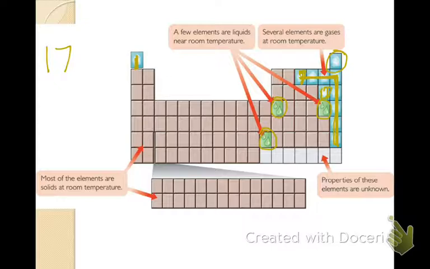Everything else that's not a gas or a liquid will be a solid. So all of those transition metals over here, except for of course mercury, the lanthanides, the actinides, group 1 and 2, and all of these other guys over here as well. Those are all going to be solids.